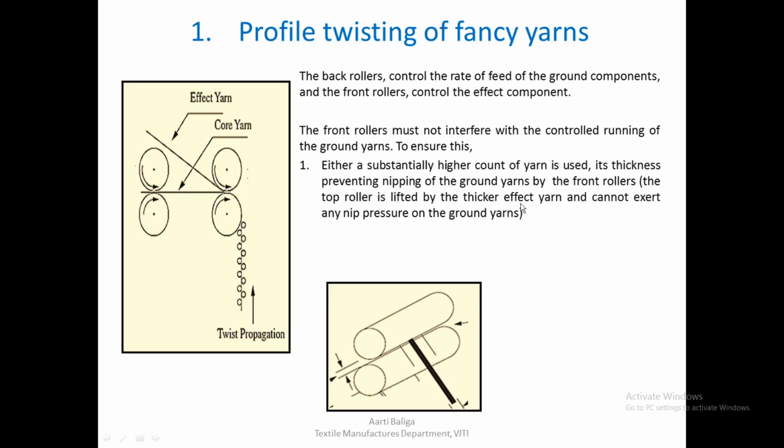So the top roller is lifted by the thicker effect yarn and cannot exert any nip pressure on the ground yarns. Although from the side view it appeared as if the core yarn was passing through both the sets of rollers, it is effectively only being controlled by the back rollers, and it is simply passing through the front roller nip without any control as shown here.